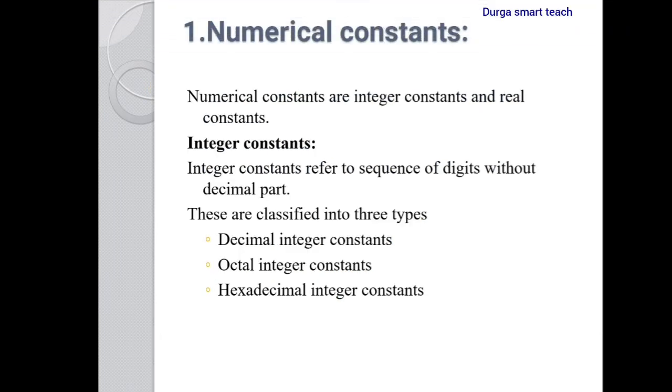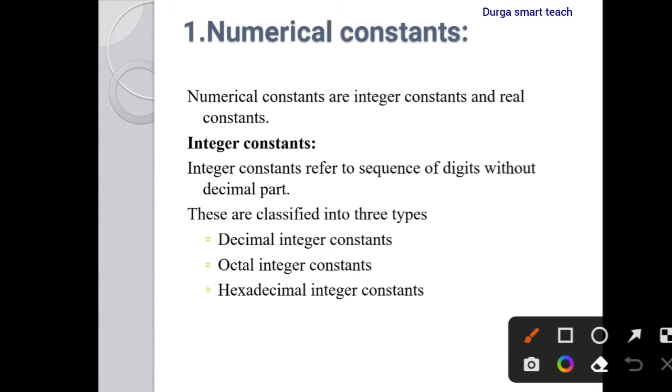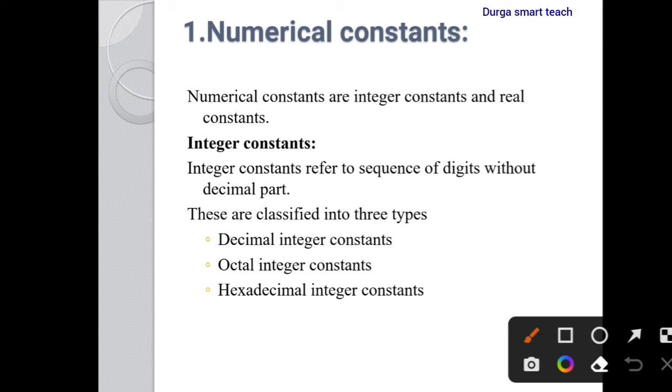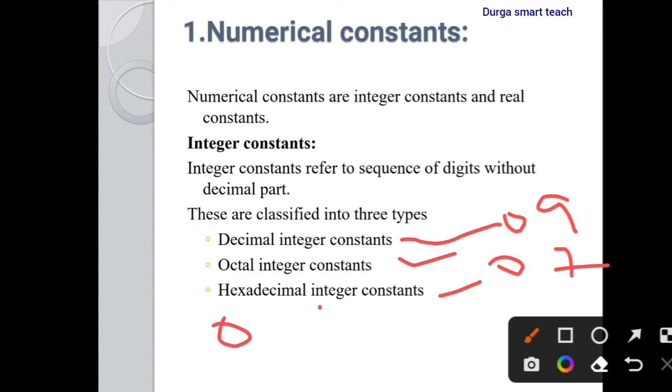So first one is numerical constants. Numerical constants are of two types: integer and real. Integer constants are divided into decimal integer, octal integer, and hexadecimal integer. Decimal integers use digits 0 to 9, octal integer constants use 0 to 7, and hexadecimal integers use 0 to 15, that is 0 to 9 and A to F.